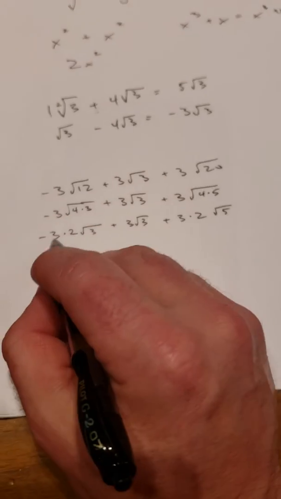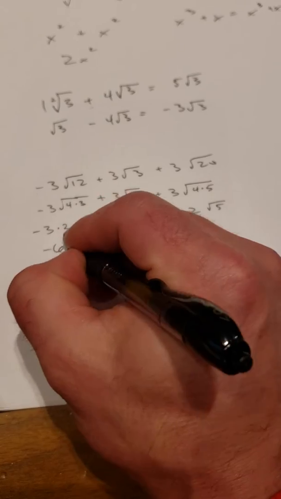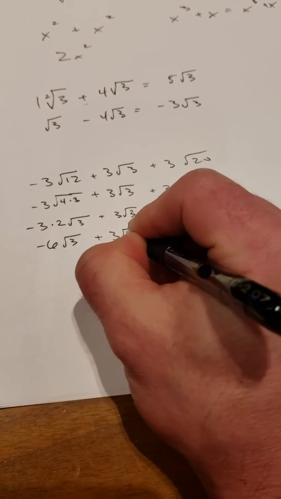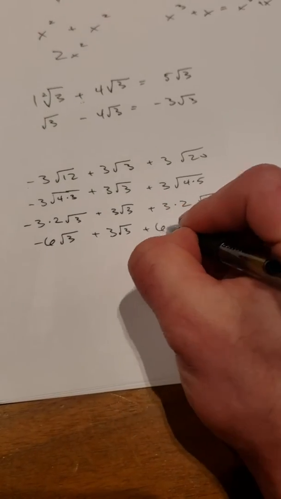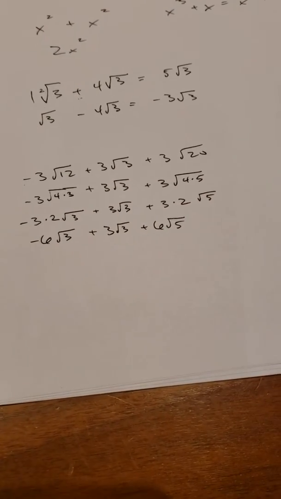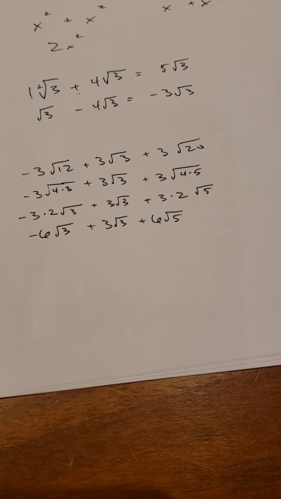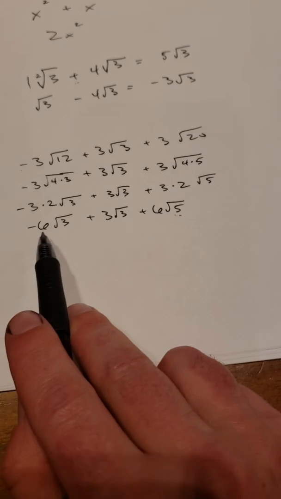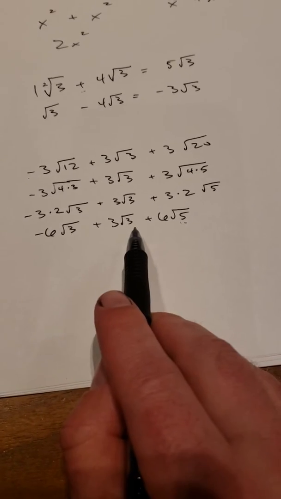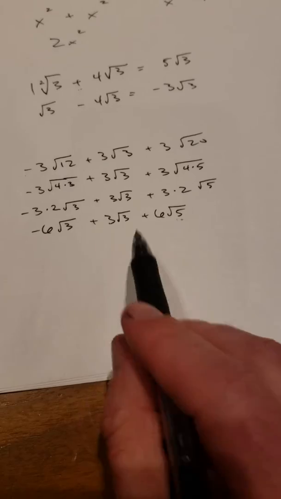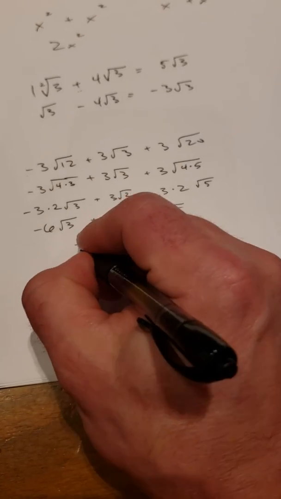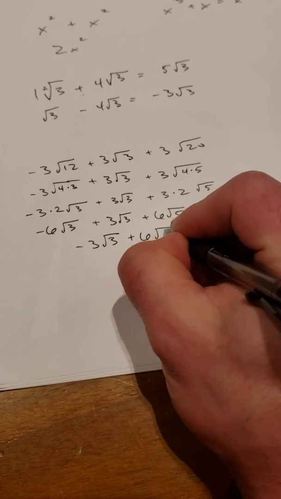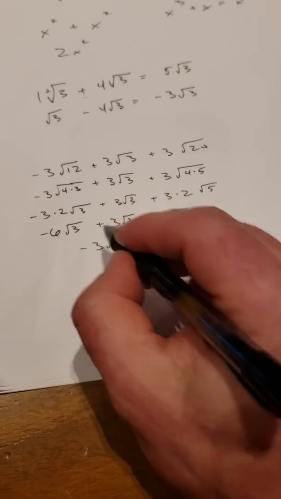Okay? So now I have negative 3 times 2. This is negative 6 square root 3, plus 3 square root 3, plus 6 square root 5. Okay, so right here I can't really do anything more with that, so this guy's just hanging out. These two over here, though, I have a square root 3 and a square root 3. I can and I need to combine these. So negative 6 plus 3, we're at negative 3 square root 3 plus 6 square root 5. And there's my answer.